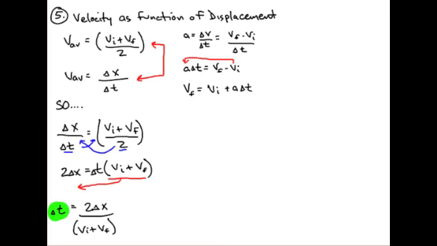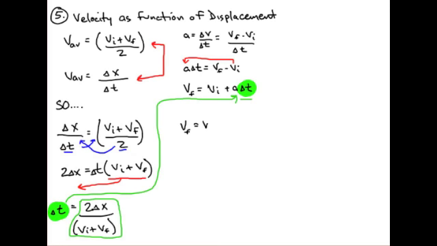Here is where that delta t from down below is going to come into play. This is going to come in and go right there. So we're going to substitute all of this in for delta t in this equation. Our equation is now going to be Vf equals Vi plus a times all this, 2 times delta x over Vi plus Vf.